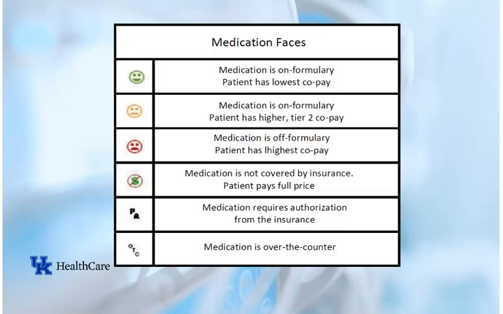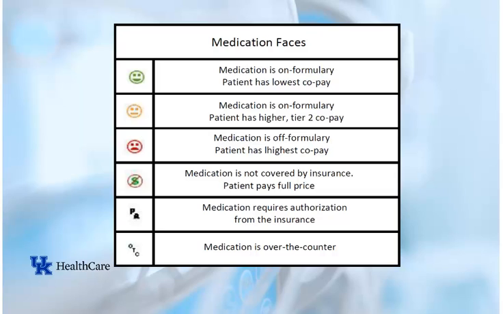You may see an icon of a circle with a slash over a $ sign indicating that a medication is not paid for at all by the patient's insurance. It is also possible that you will see a PA icon next to a medication. The PA icon indicates that prior authorization is required for that medication. Finally, over-the-counter medications will display with an OTC icon next to the medication.